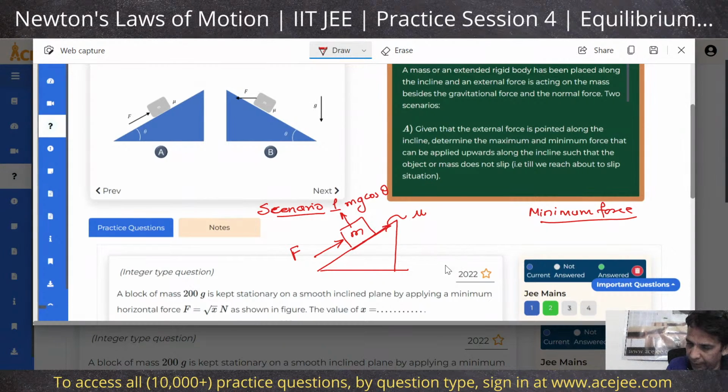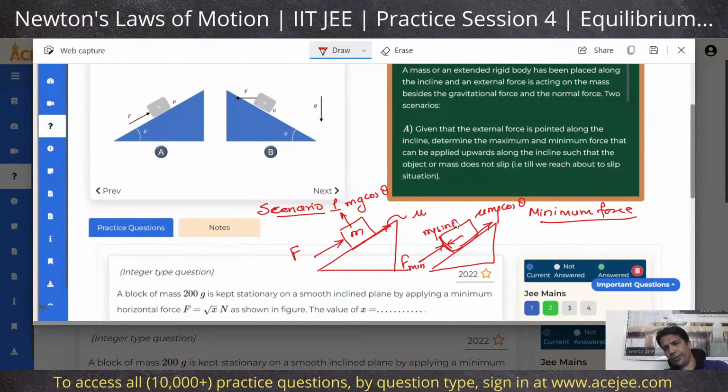So this is scenario A. Let me draw it separately. I'm talking about minimum force. So the friction will be mu mg cos theta. Here will be your F minimum. And in this direction downwards is your mg sin theta. Yes, Peter? Make sure you are drawing the forces parallel and perpendicular to the incline. Clear?